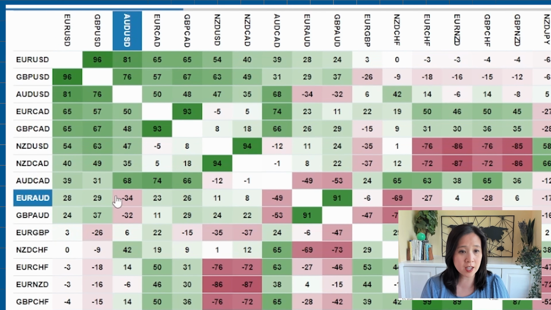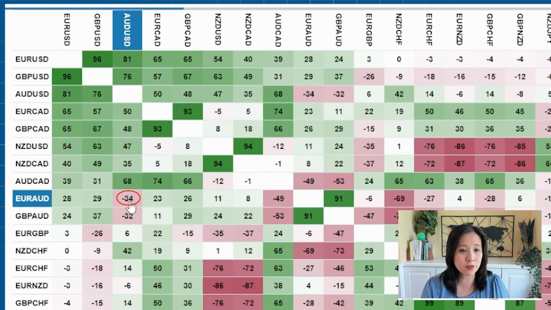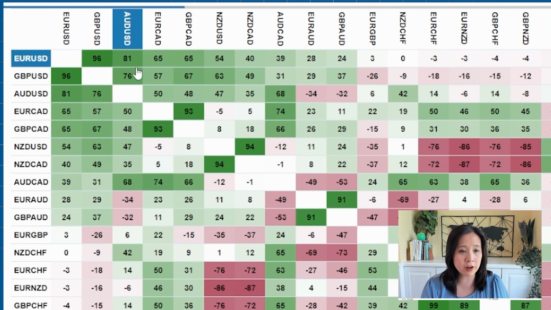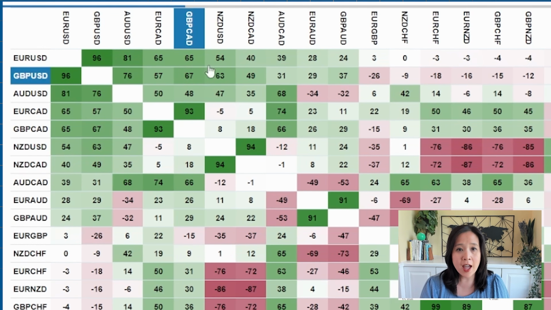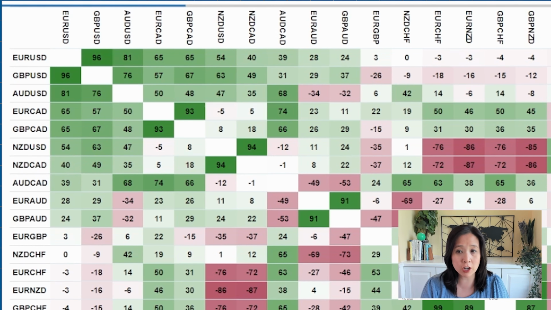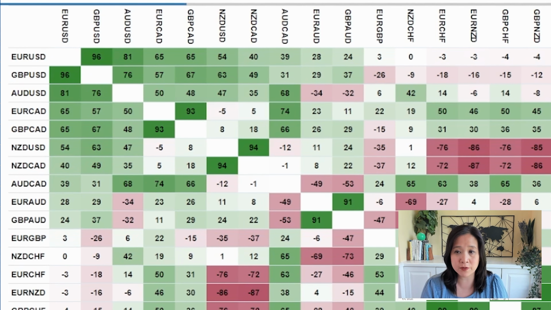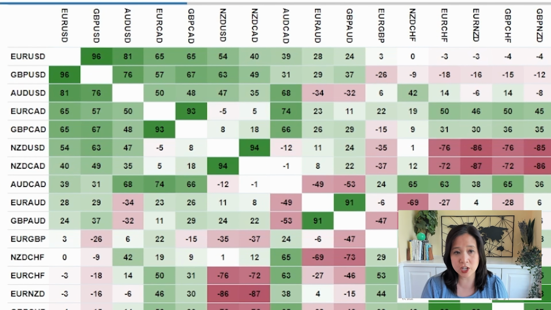And Euro, Aussie, and Aussie dollar have a -34% correlation. Now, generally speaking, anything 80% or higher is what is significant. And what's true on the daily chart could also be different on the 4-hour chart, hourly chart, 15-minute chart, and 5-minute chart. And this is a reflection of what's affecting these currencies that day.